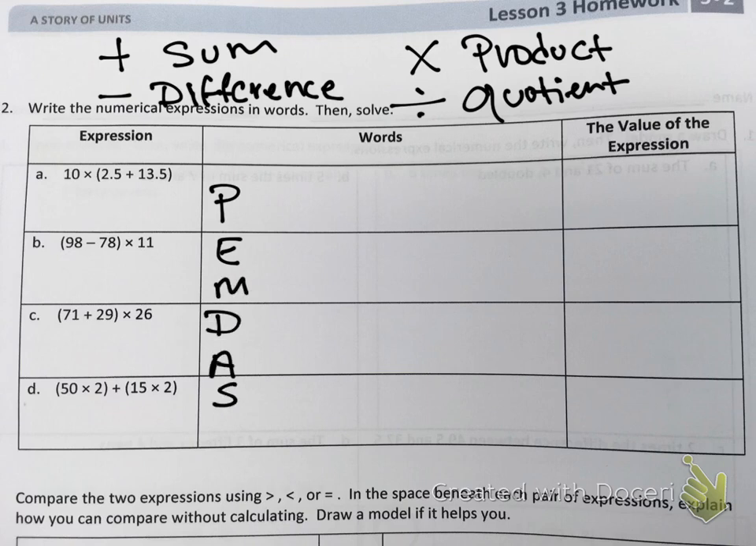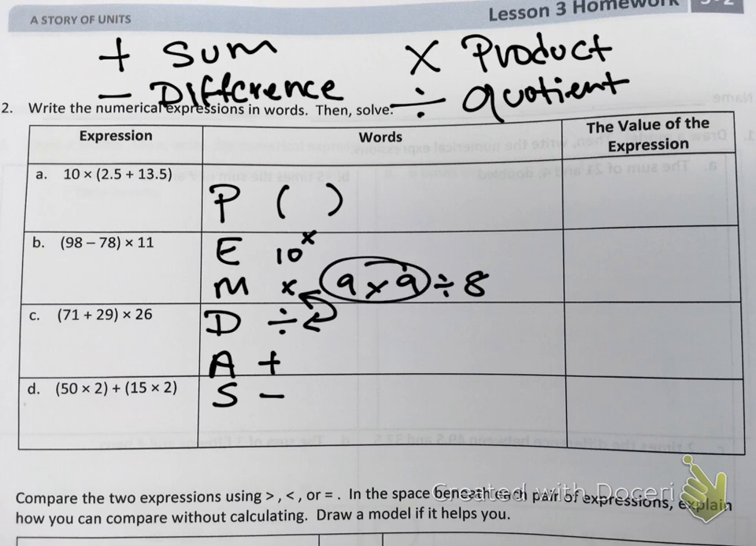So this stands for please excuse my dear Aunt Sally, but really it stands for parentheses, exponents, multiplication, division, addition, and subtraction. Now remember, these two are interchangeable. It just matters which one comes first. So if we had 9 times 9 divided by 8, this would come first because we read left to right, and when we do math problems, we work left to right, unless, for instance, there's a parentheses in certain places, so that's just important. But these two are interchangeable, and these are also interchangeable.